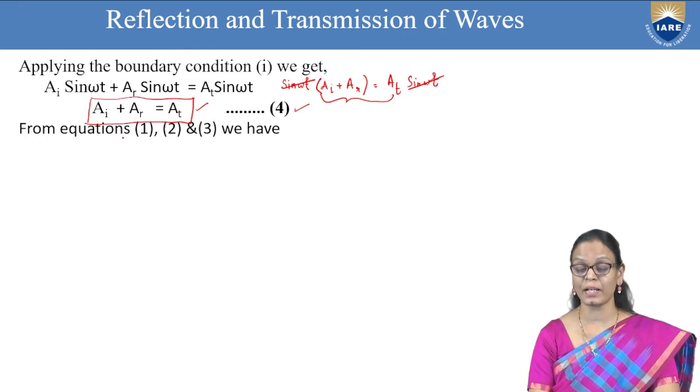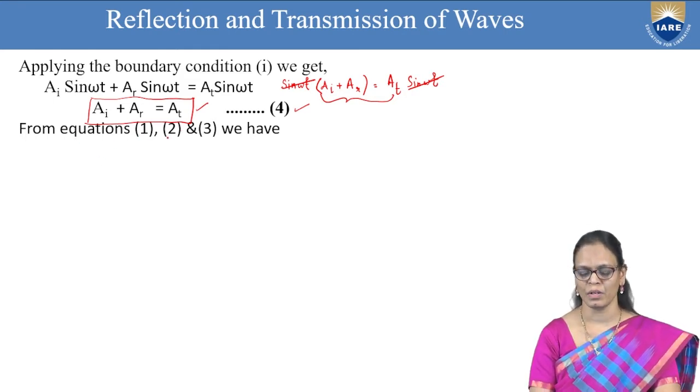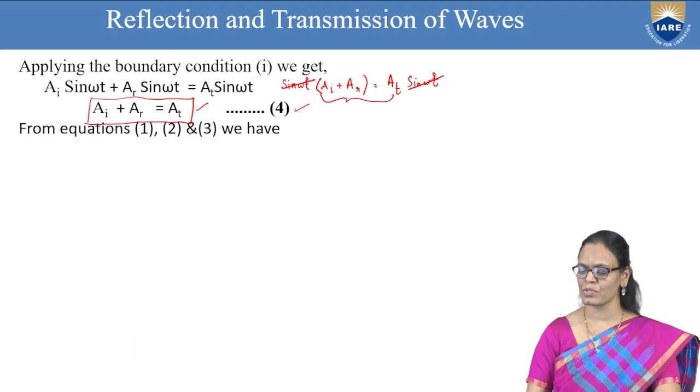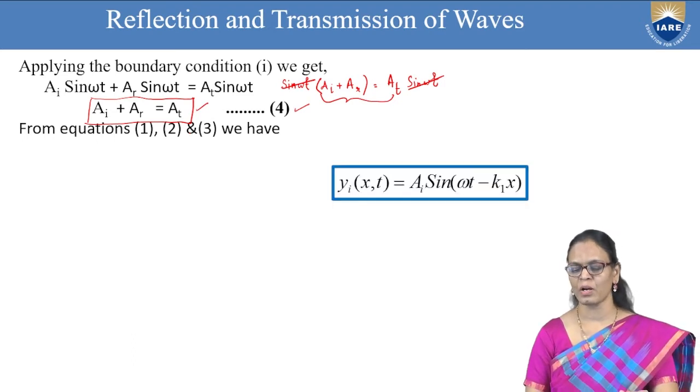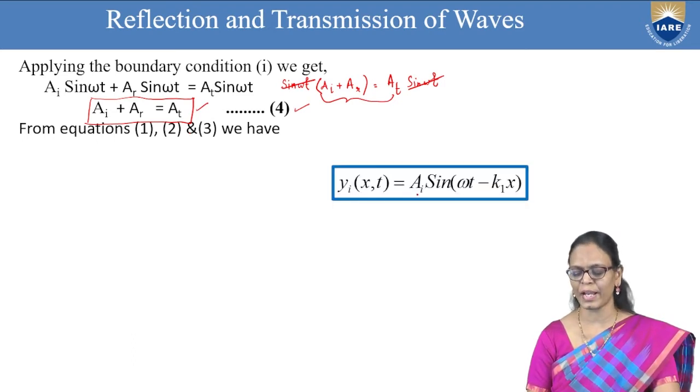Now we will consider equations 1, 2 and 3, where we have seen the displacements for the incident wave, the reflected wave as well as the transmitted wave. So what is the first equation? YI(x,t) is equal to AI sin(omega t minus k1x).